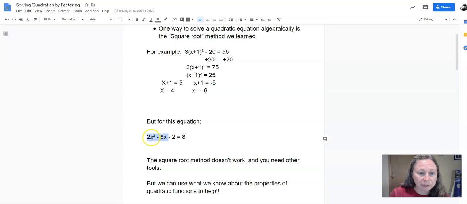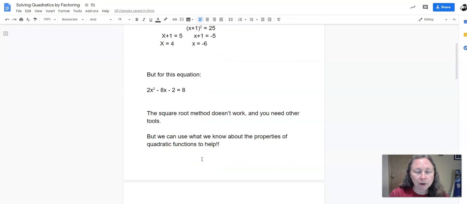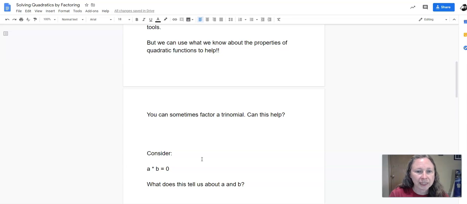And the square root of 2x squared minus 8x is not as simple as just square rooting both of those terms. So you end up in a situation where you're going to make the problem worse if you try to solve by square roots. So that wouldn't work for this problem. You need other tools, but we can use what we know about the properties of quadratic functions to help us.